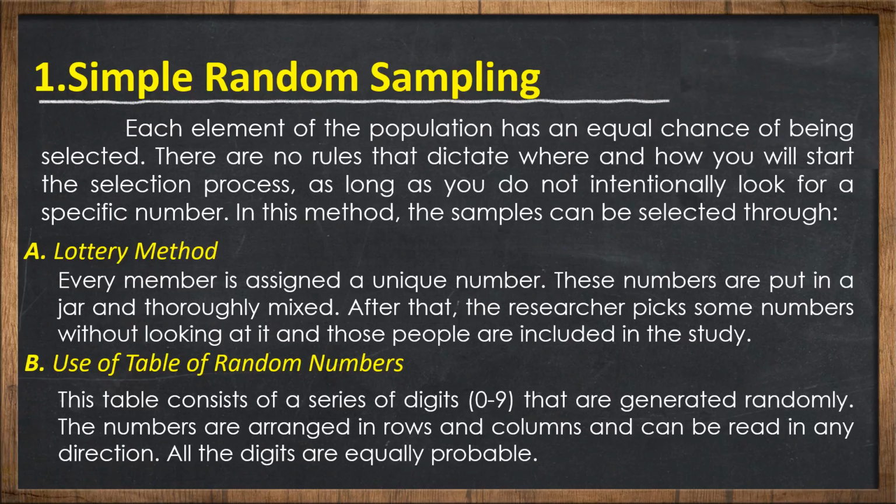Next is the use of a table of random numbers. This table consists of a series of digits 0 to 9 that are generated randomly. The numbers are arranged in rows and columns and can be read in any direction. All the digits are equally probable.